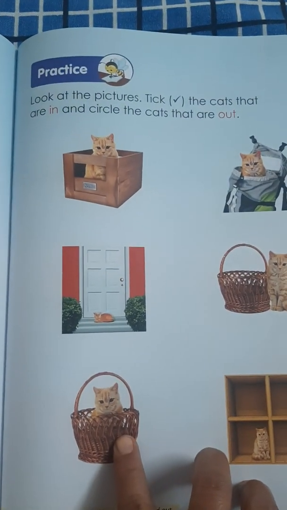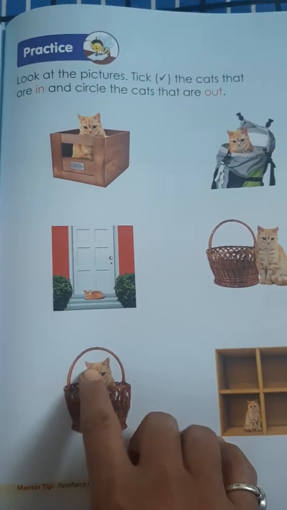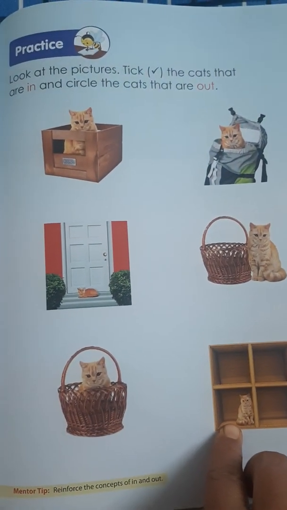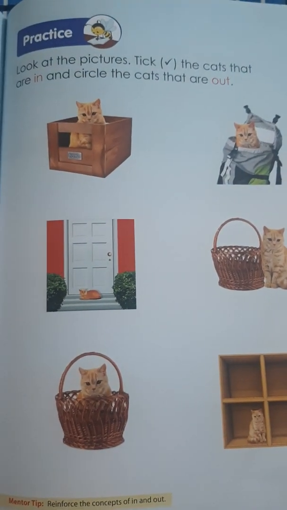This cat is again in the basket. So we have to tick this. This cat is also in the box. So we have to tick this. Like this you will do this.